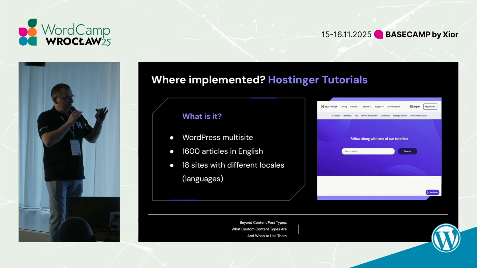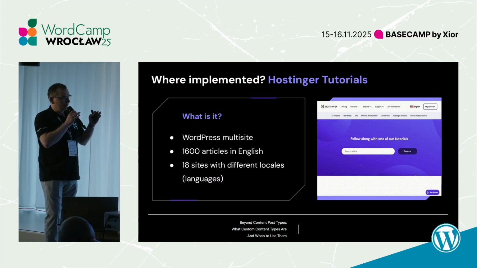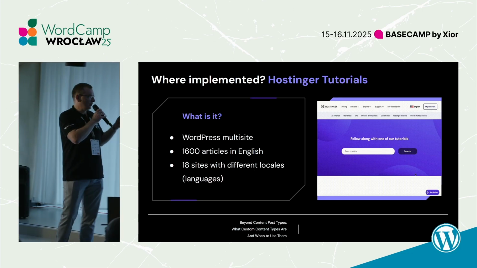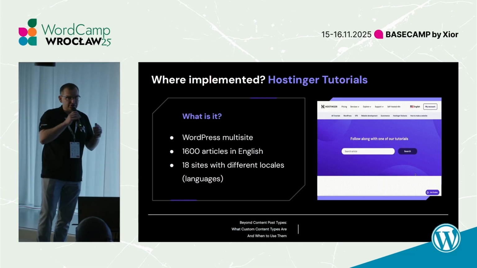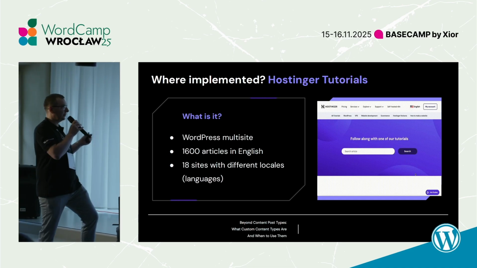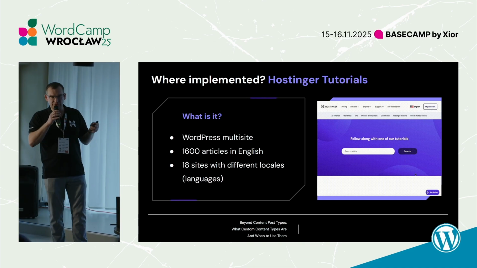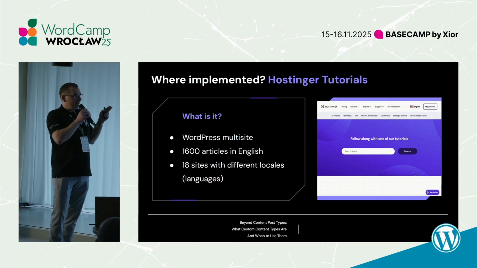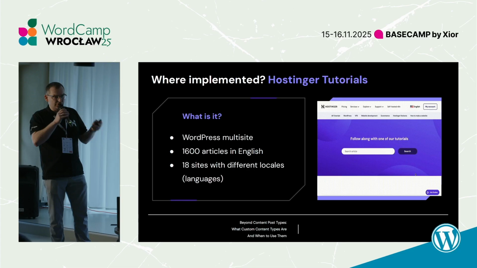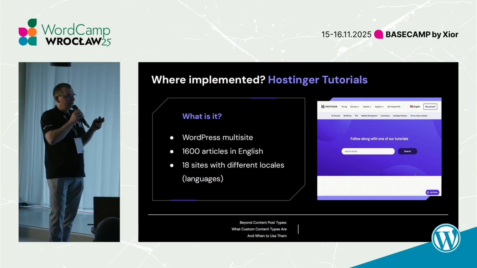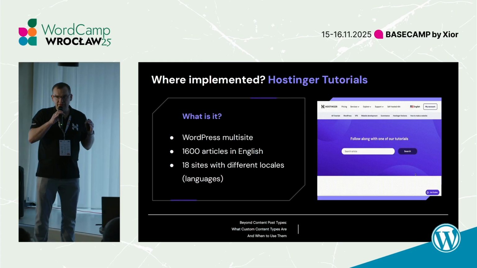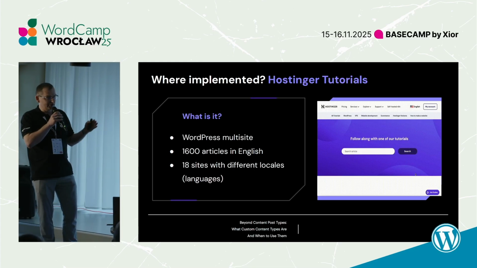So in Hostinger, there are tutorials. It's a website where there are 1,600 articles in English. They're tutorials, for example, how to build a website, how to do something in WordPress and stuff like that. But there are also 18 sites in different languages and locales. And the whole construction is multisite. Each language version is a separate site.